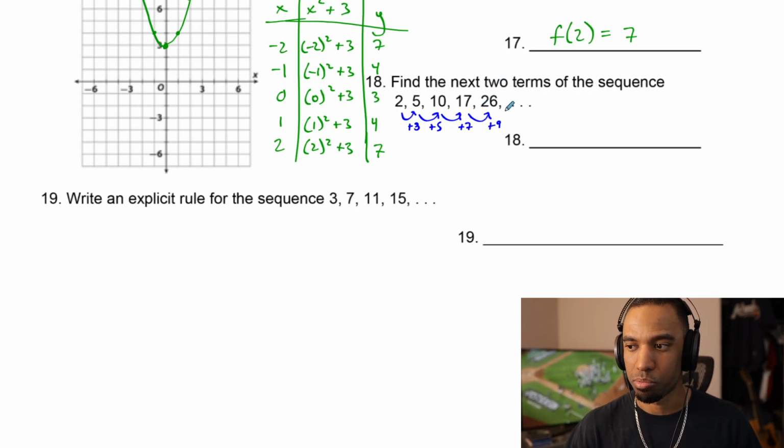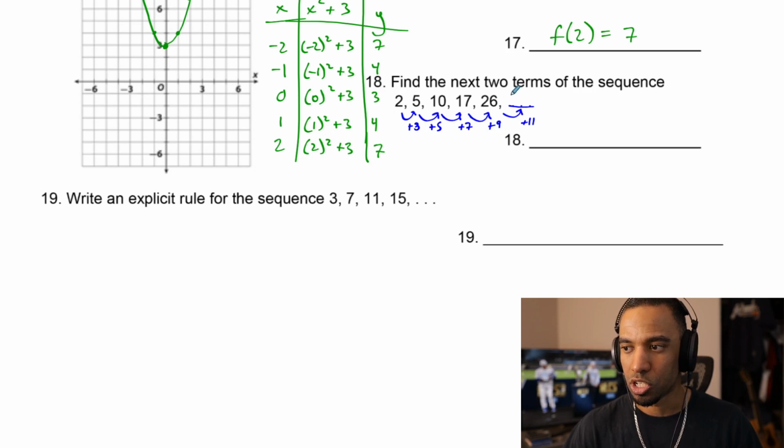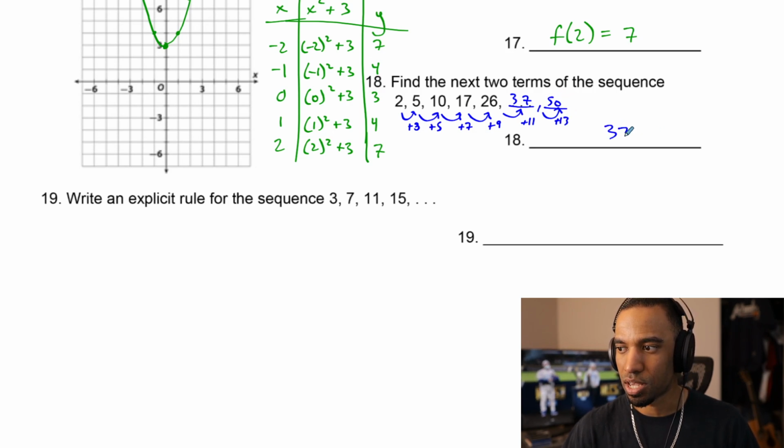So now I take the previous term, 26. I'm probably going to add 11 here once you kind of see that pattern. 26 plus 11 is 37. And then 37 plus 13 comes next, and we should get 50 right there. So 37 and 50 should be the next two terms in the sequence.